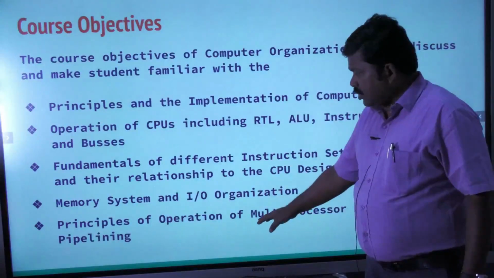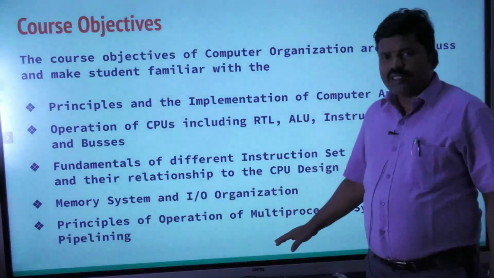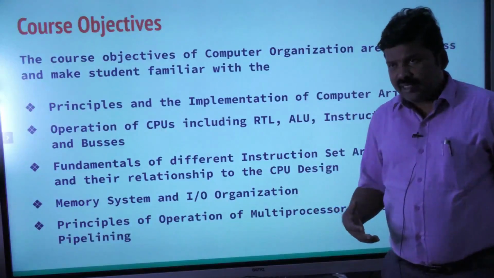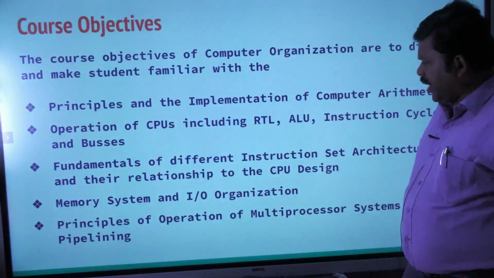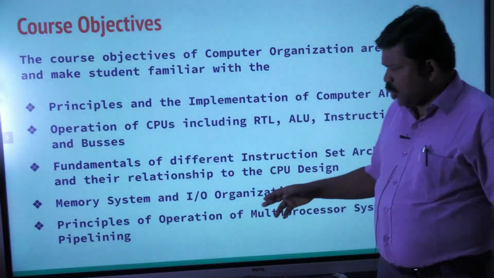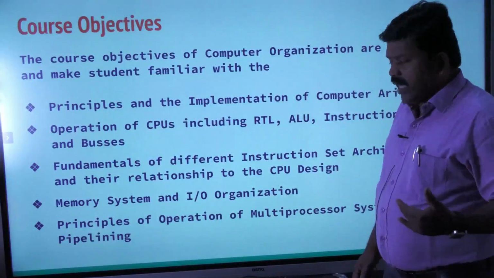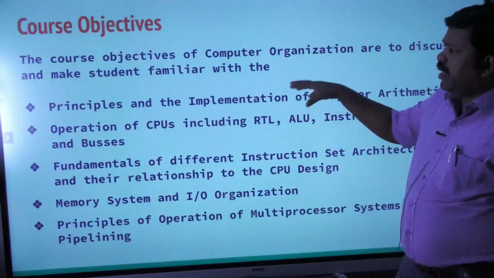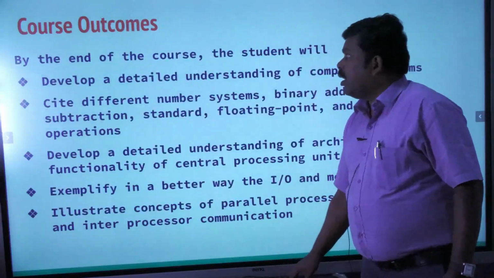And the last unit, we are going to see, instead of using a single processor, how to make a system with a multiprocessor environment. Even if you use multiprocessors, how they communicate and synchronize. And also we are going to see how the pipelining concept is involved in enhancing computer system operations. So these are all the main course objectives of learning computer organization.